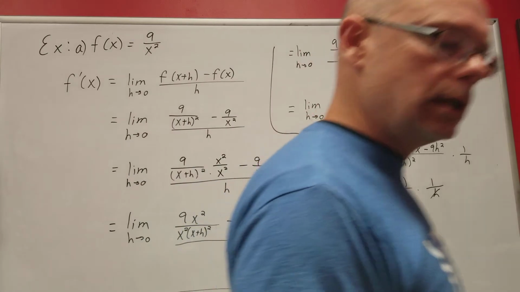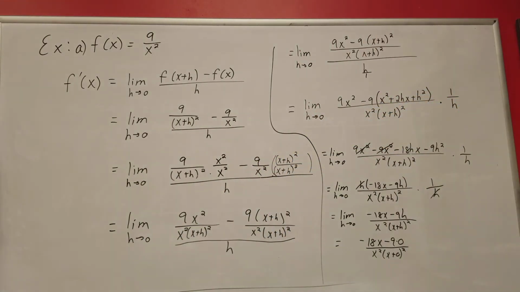Let me see, I don't think I can go down anymore. I think I have to go to the side now. So that gives me -18x over, isn't this x squared times x squared, or x to the fourth? So that'll give me -18 over x cubed, right? Negative 18 over x cubed.